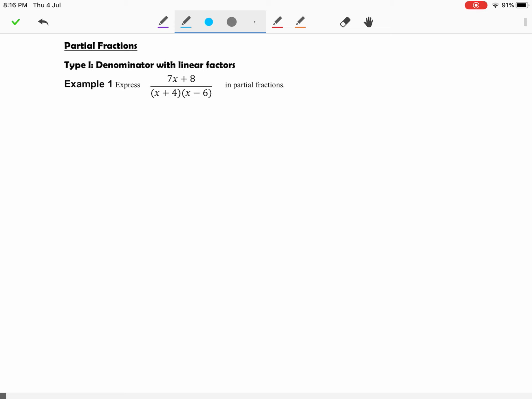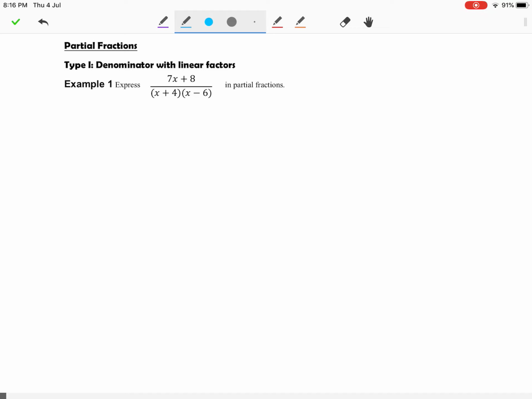Okay, hello guys. So today we're going to look into partial fractions. So let's have a look into example 1. In this example 1, we try to express this algebraic fraction into partial fractions, okay?